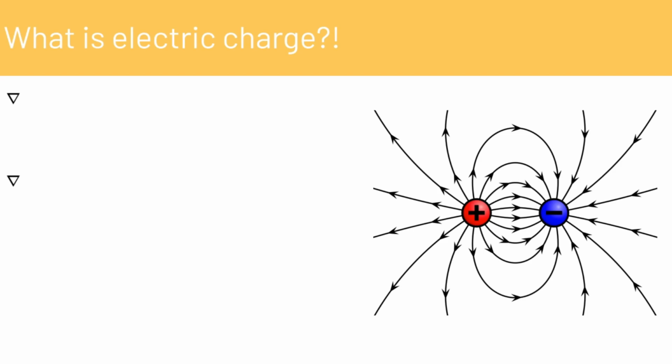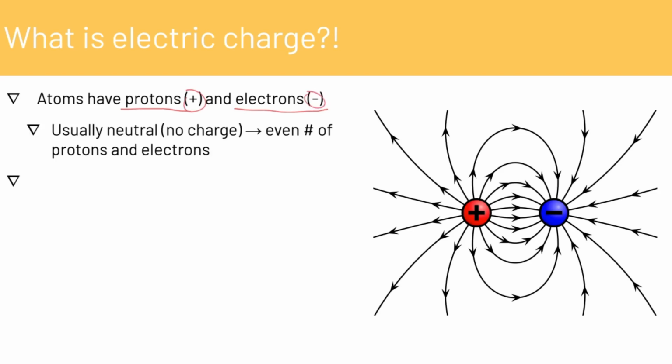So what is electric charge? Well, atoms have both protons and electrons. Protons are positively charged, electrons are negatively charged. Usually, an object is neutral, meaning it has no net charge. In other words, it has an even number of protons and electrons.